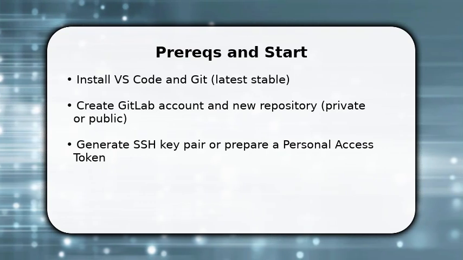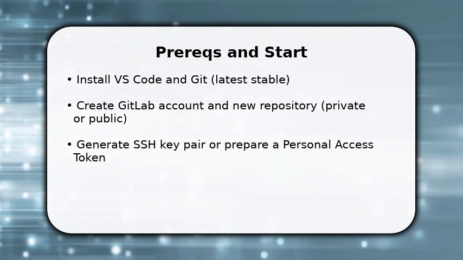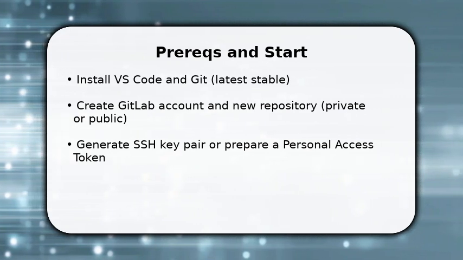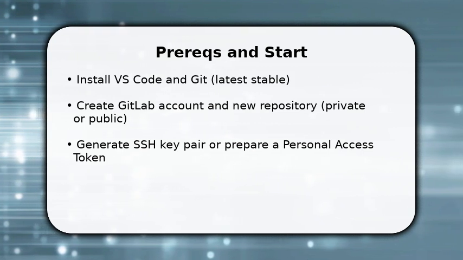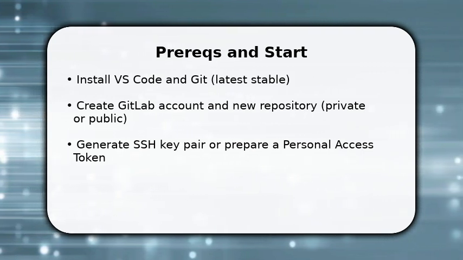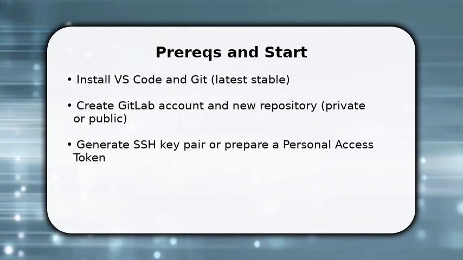You begin by confirming prerequisites: VS Code and Git installed, and a GitLab repo ready. Generate an SSH key with ssh-keygen or create a personal access token with repo and API scopes. You need one secure credential. Once done, add the public SSH key to GitLab or copy the token.